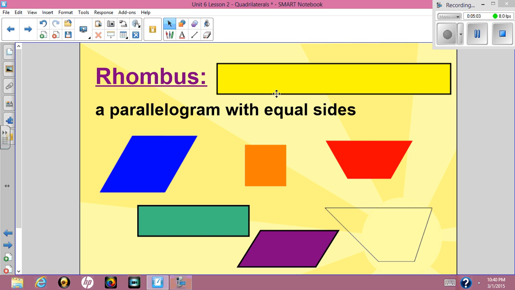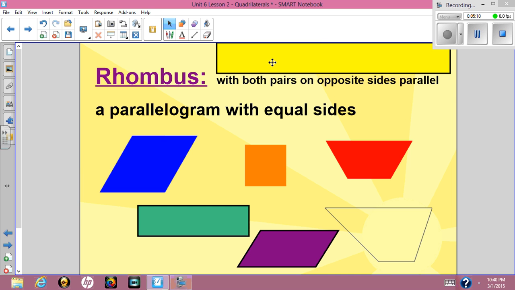So a rhombus, let's pull this down. A rhombus is a parallelogram with equal sides. Now, a parallelogram again is both pairs of opposite sides parallel. So here's our rhombus. Is it required to have 4 right angles? No, it does not. But a rhombus has 4 sides of equal length. A square fits the attributes of a rhombus.